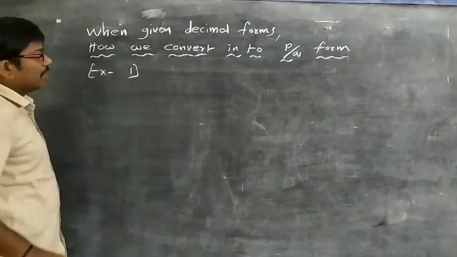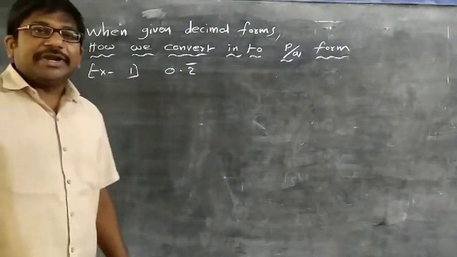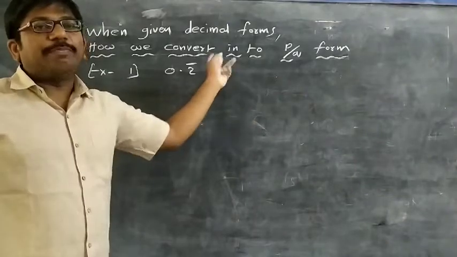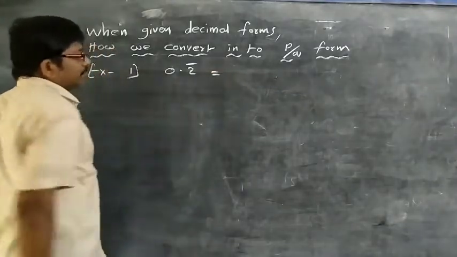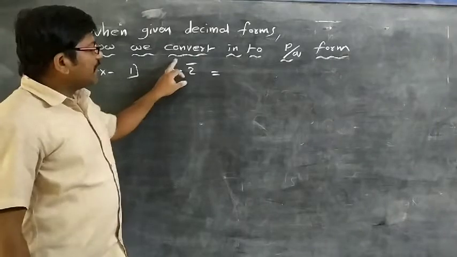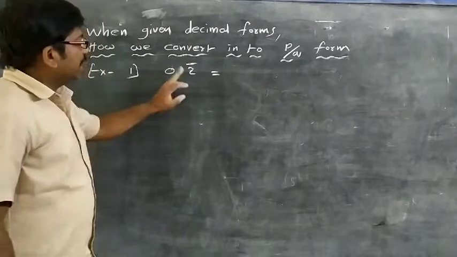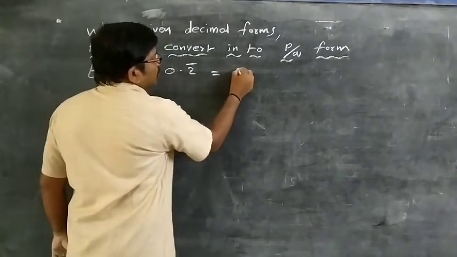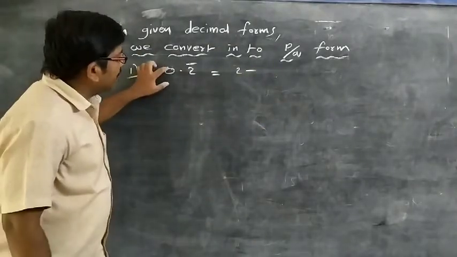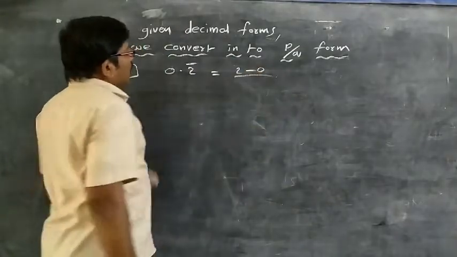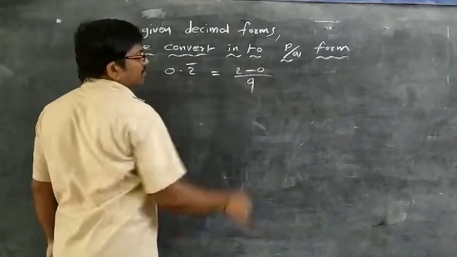Example 1. 0.2 bar. It is a non-terminating repeating decimal. Now we have to convert it into P by Q form. Here we use one very simple shortcut. First, we write the total number without decimal, without bar. That is 2. Minus the number without bar, that is 0. Divided by, what is here? Periodicity. Here periodicity is 1, so we keep 9.